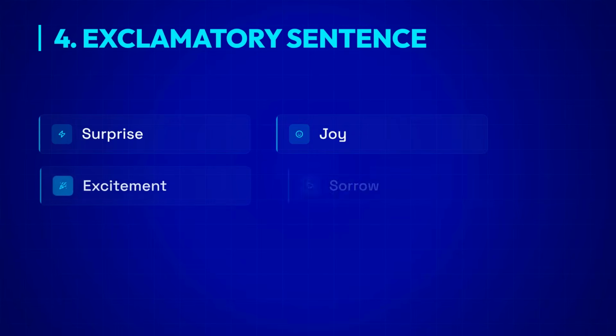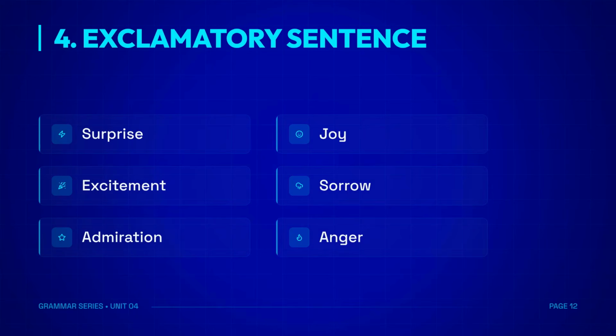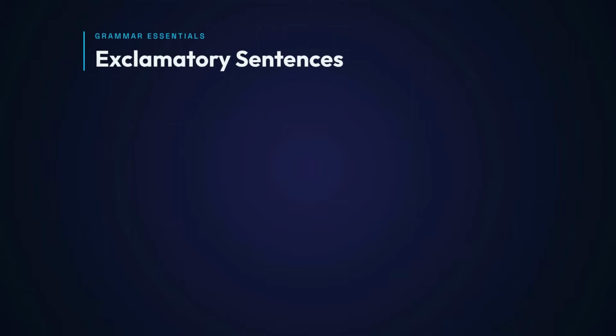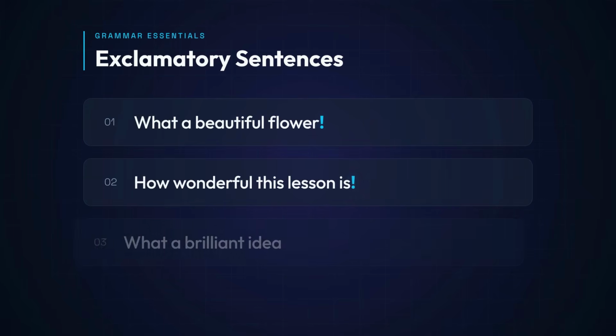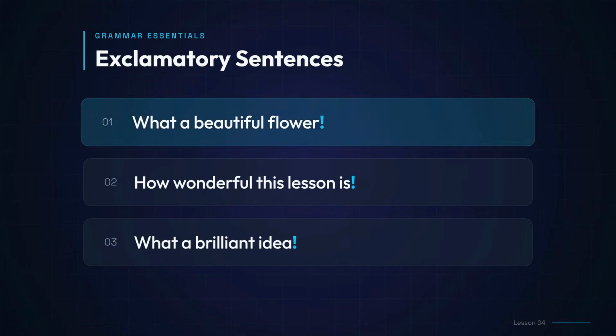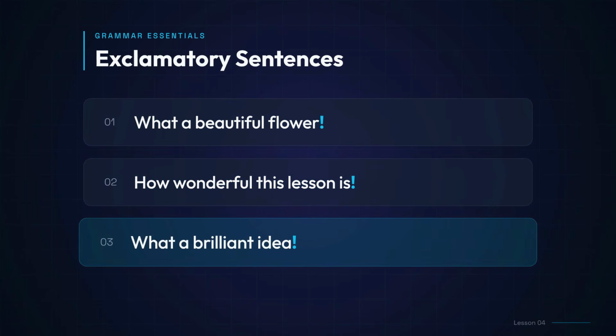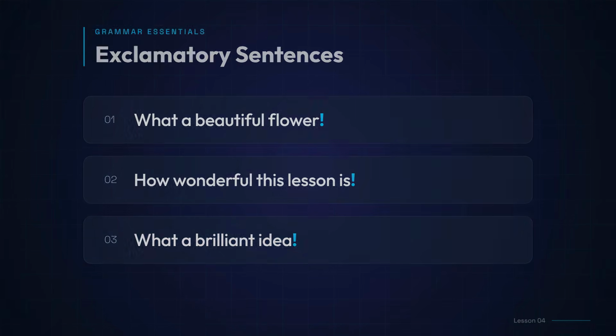Now, for strong emotions. 4. Exclamatory sentence. An exclamatory sentence expresses strong emotions. It may express surprise, joy, excitement, sorrow, admiration, or anger. Examples: what a beautiful flower! How wonderful this lesson is! And what a pleasant day! Teacher asks, what punctuation mark do these end with?